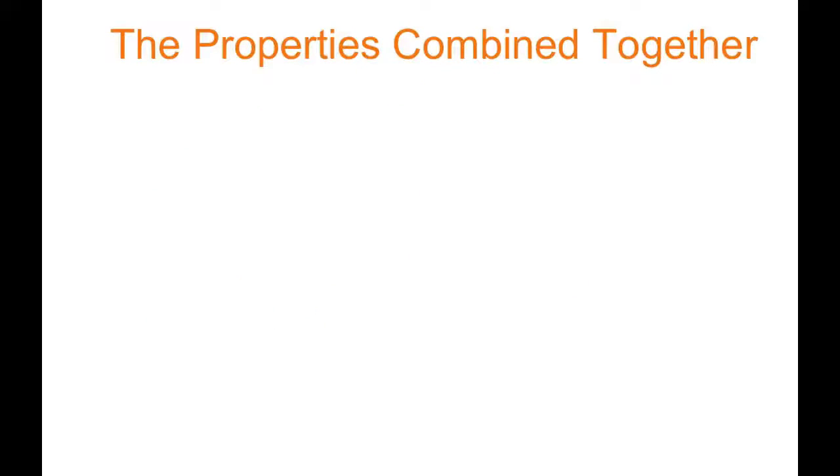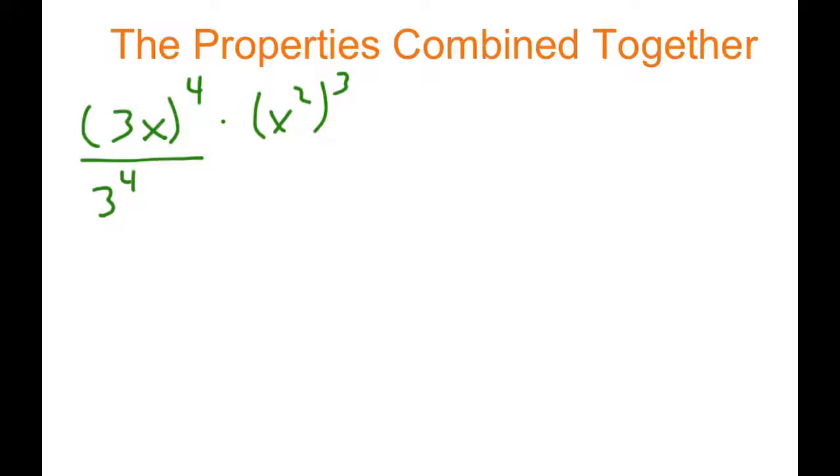Right now we have problems where they combine the properties together. So let's look at something like this. 3x raised to the fourth power times x squared raised to the third power. So now we're going to have a combination of the three properties working here. So I'm going to start off right here. We have our power of product property, because there's a product inside the parentheses, and it's being raised to the fourth power. So we have 3 to the fourth power times x to the fourth power.